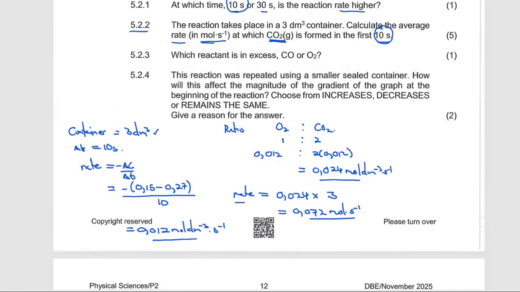Then they're asking us 5.1.2, which reactant is in excess, right? So carbon monoxide or O2, right? So I'm going to say carbon monoxide, right?